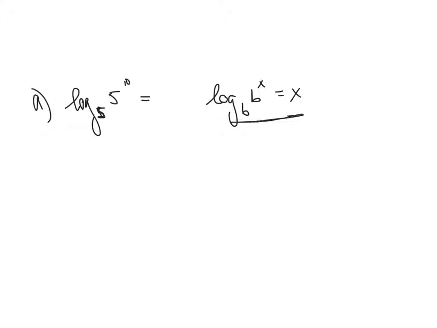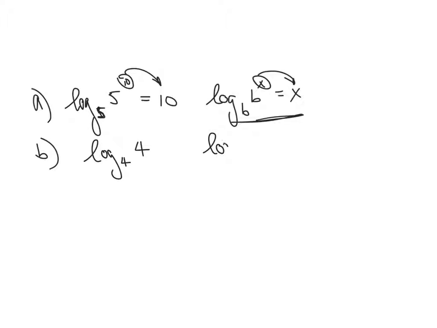Okay, so when we have something like this, the exponent is the answer. The exponent is the answer. So the answer is 10. We get into B. So B is log with a base 4 of 4. And then what you're going to do on B is look at the properties up there and find which one is similar, and you find the first one, and that equals 1. So therefore you know that this equals 1.